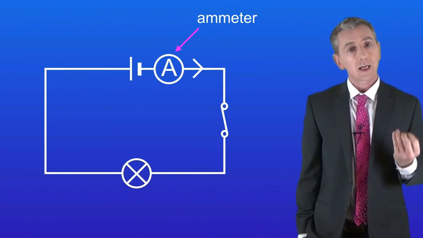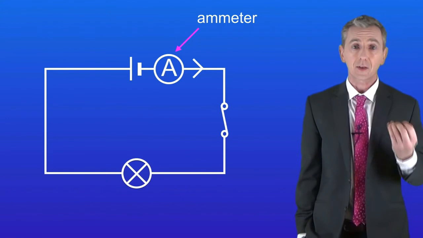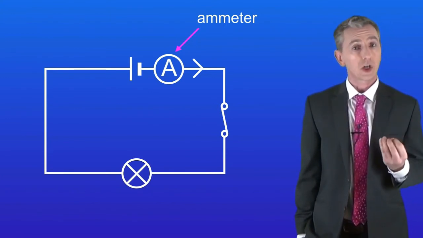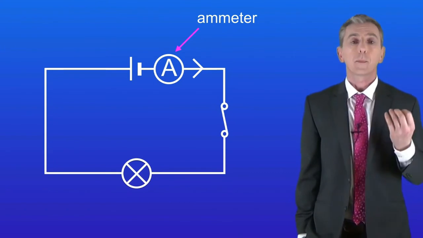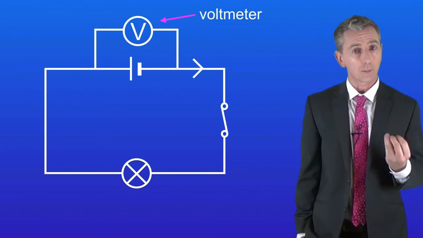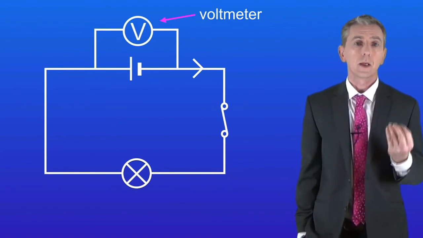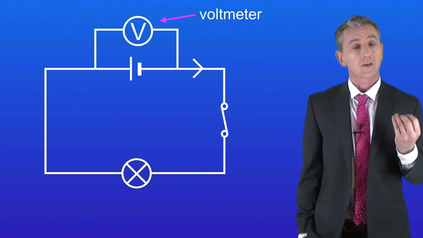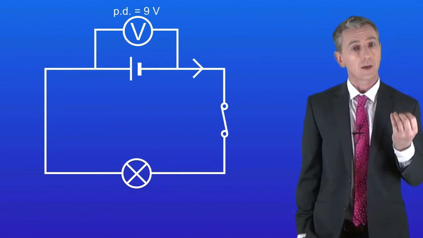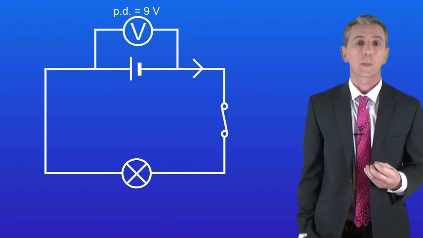Now the electrons are carrying electrical energy from the cell, and they're passing it to the bulb, which is why the bulb lights up. We can find out how much energy is being released by the cell by measuring the potential difference across it, and we do that by using a voltmeter like this. So this voltmeter tells us that the cell has got a potential difference of 9 volts, and that means that it's giving 9 volts of energy to the current.